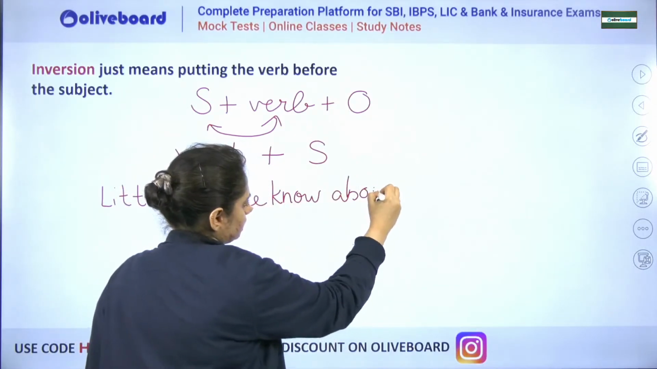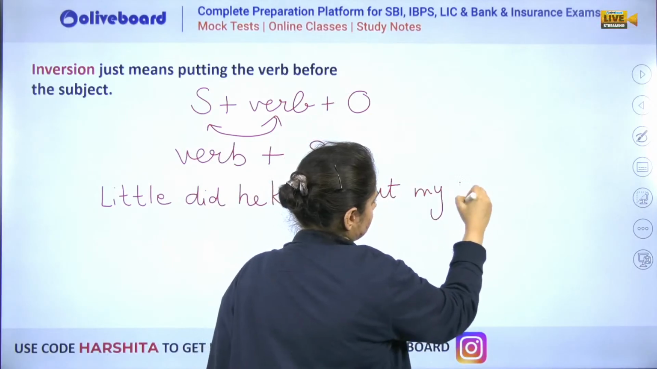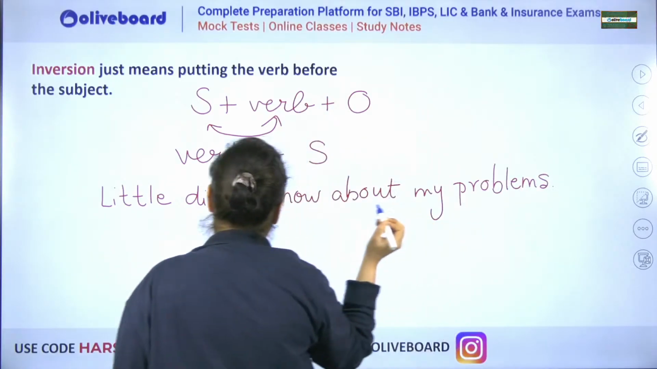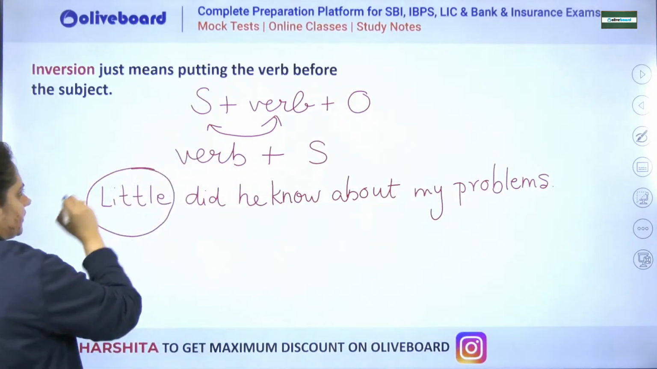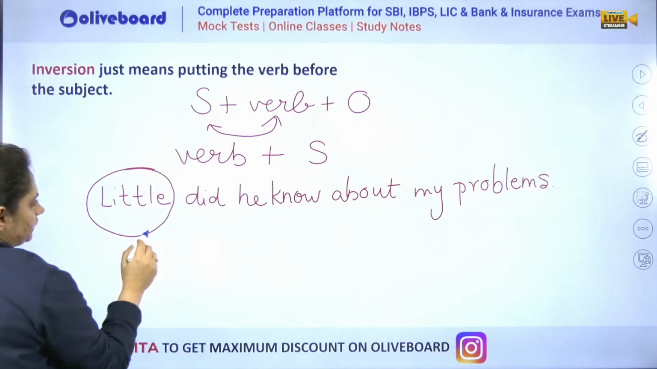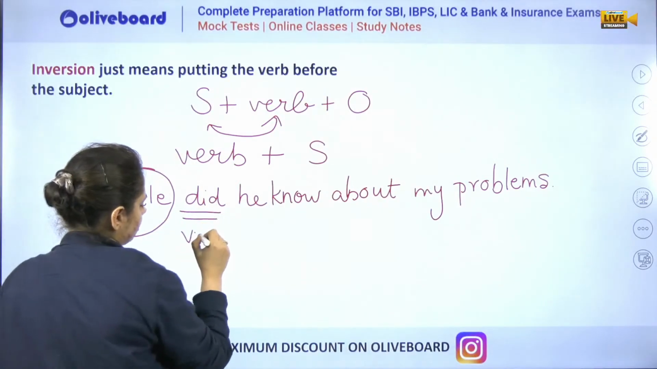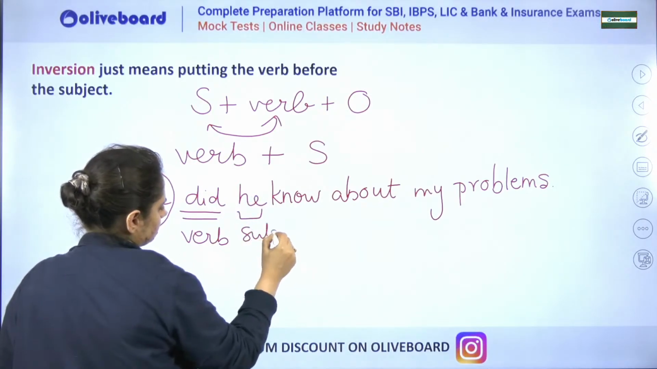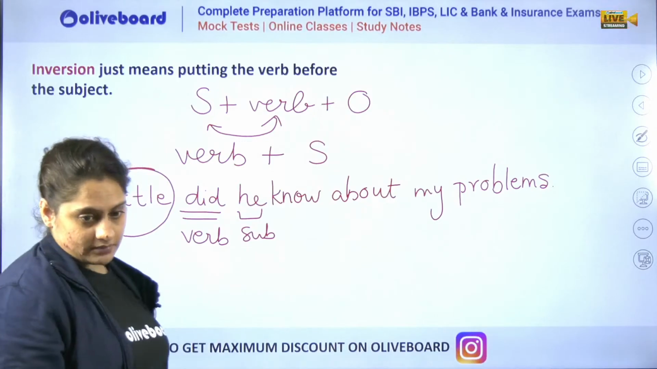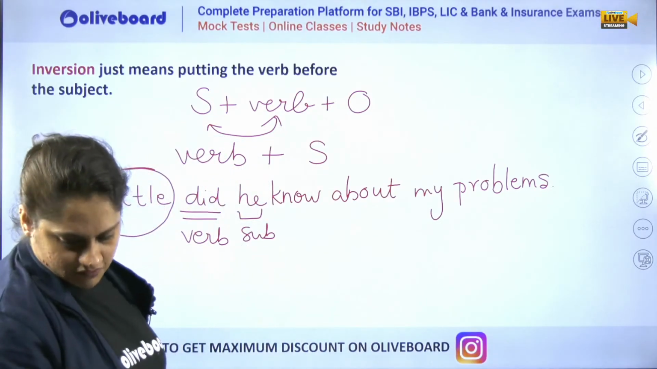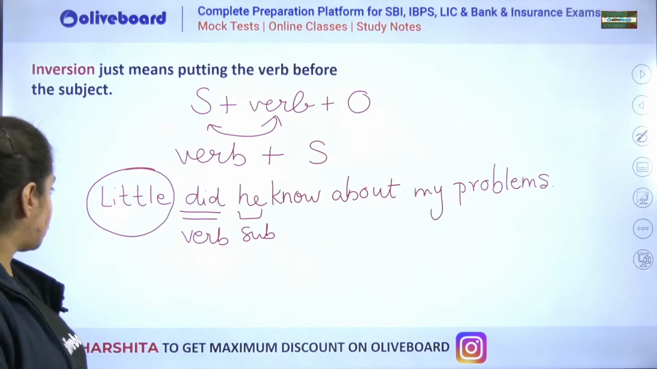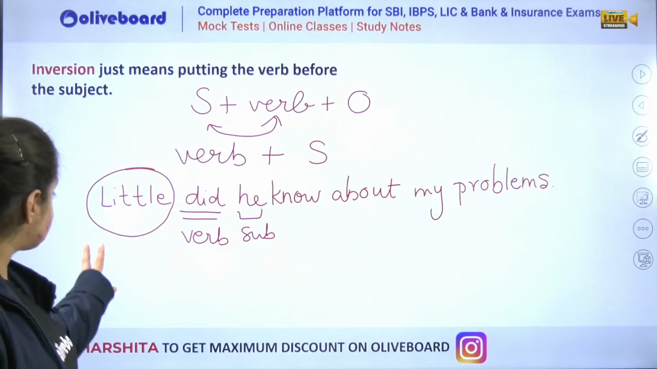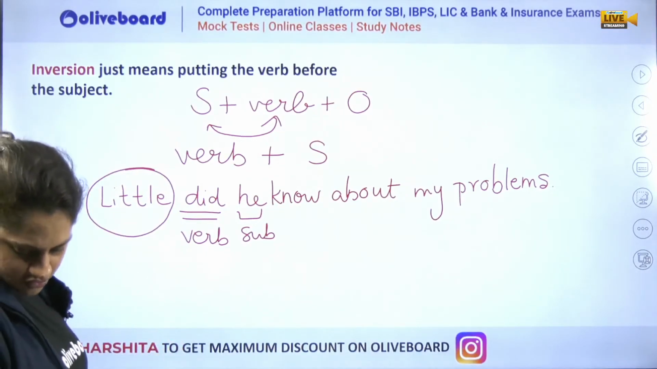about my problems. If I write this, little did he know about my problems, okay. Little is a negative context word. We are following rule of inversion. How? I have used the helping verb first, then I have used the subject he. So little did he know about my problems, first the helping verb, then the subject. So all negative words or negative adverbs, you have to make a list, all negative adverbs you have to follow this rule, okay.